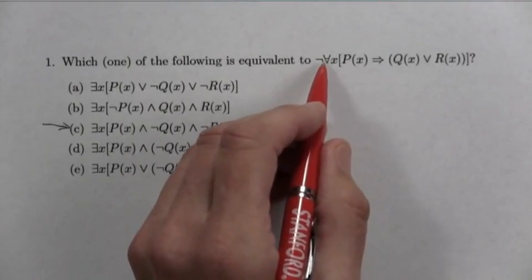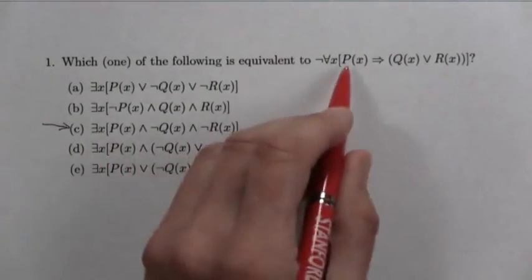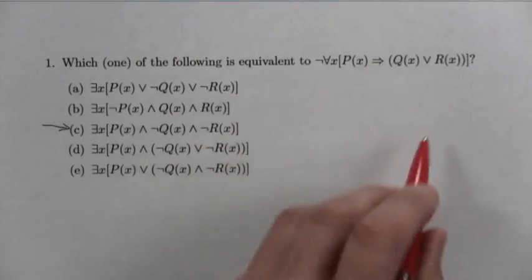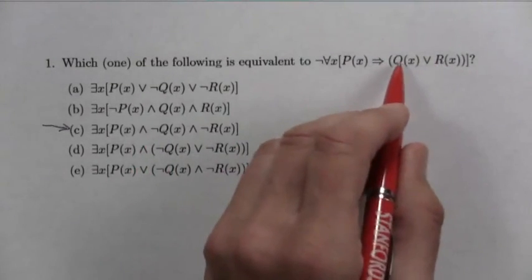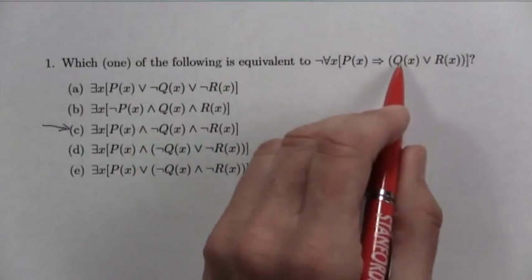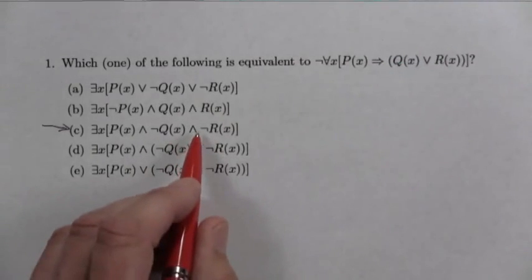Then what happens is universals become exists. You have the truth of the antecedent. In place of an implication or a conditional, you have a conjunction. And then when you negate these guys, the negation applies to each one, and that becomes a conjunction.